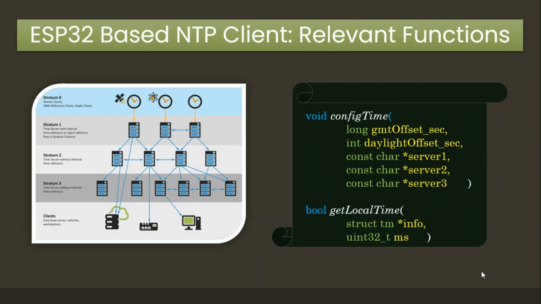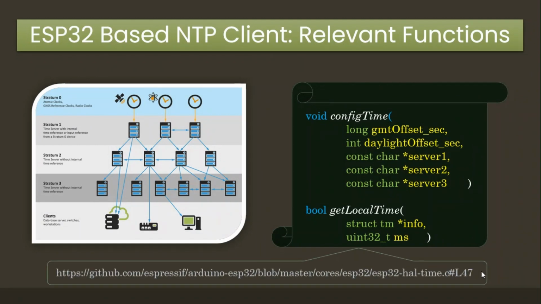The ESP32 core library includes two functions that are necessary for ESP32-based boards to configure and obtain time from an NTP server. The first function, called configTime, allows for connection to NTP servers, setting an offset from GMT, and optionally enabling daylight saving time. The getLocalTime function creates a time structure with detailed time information.